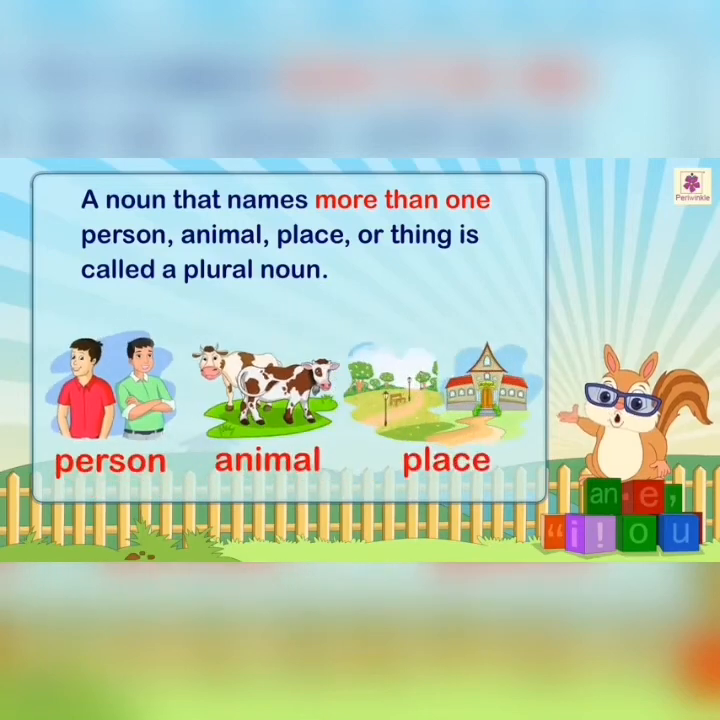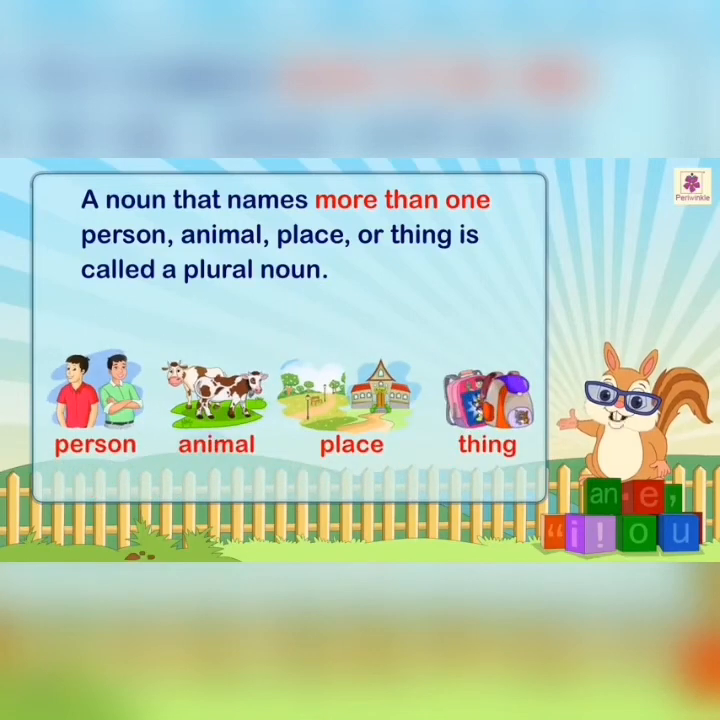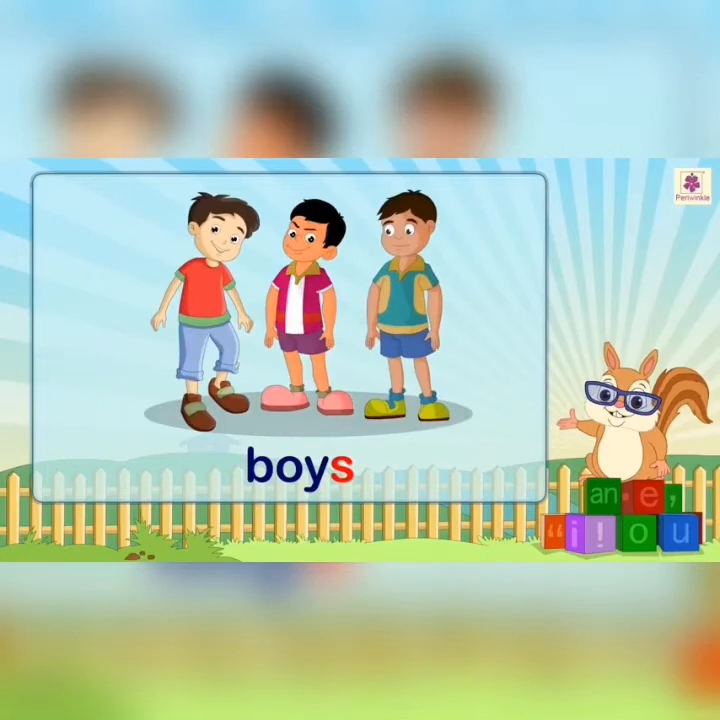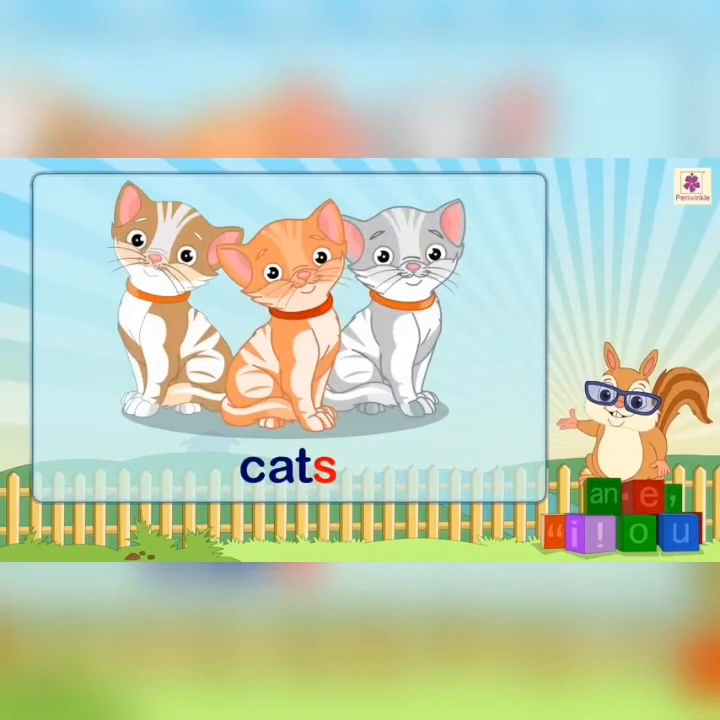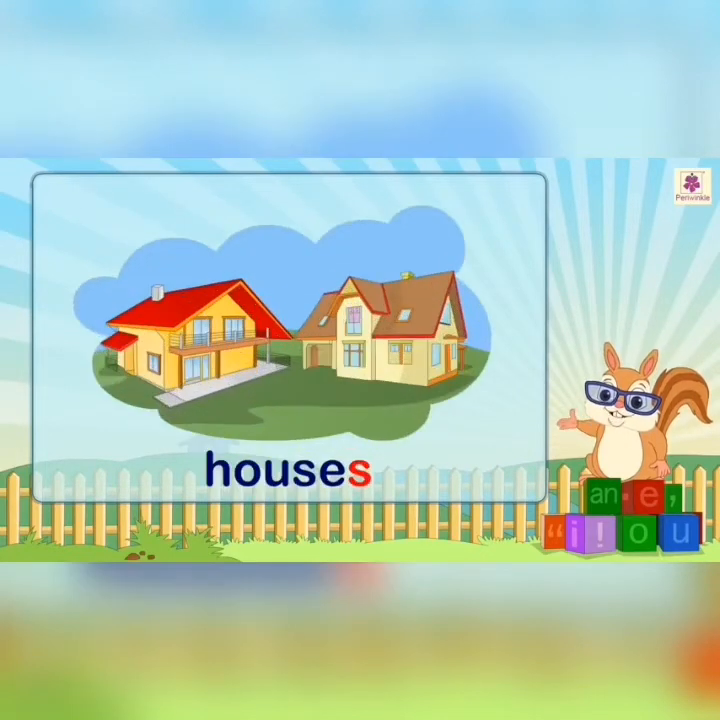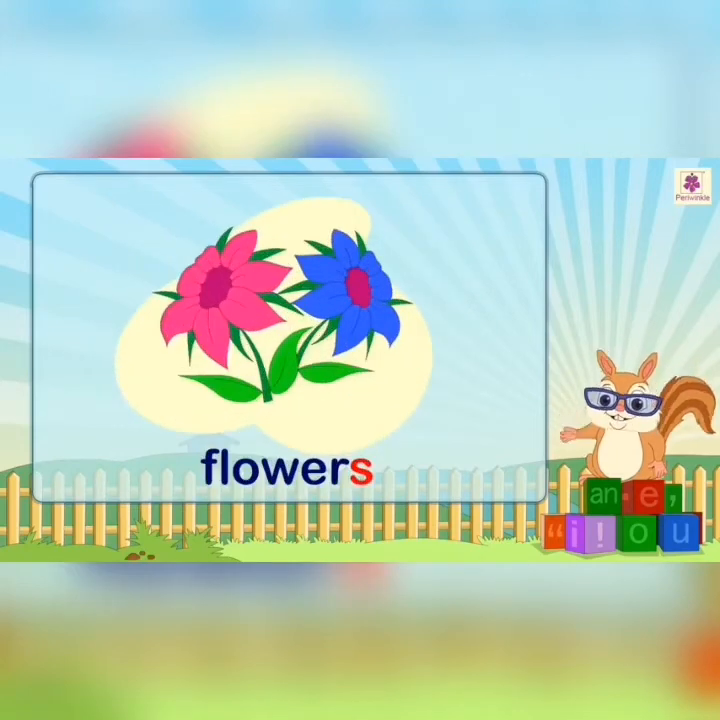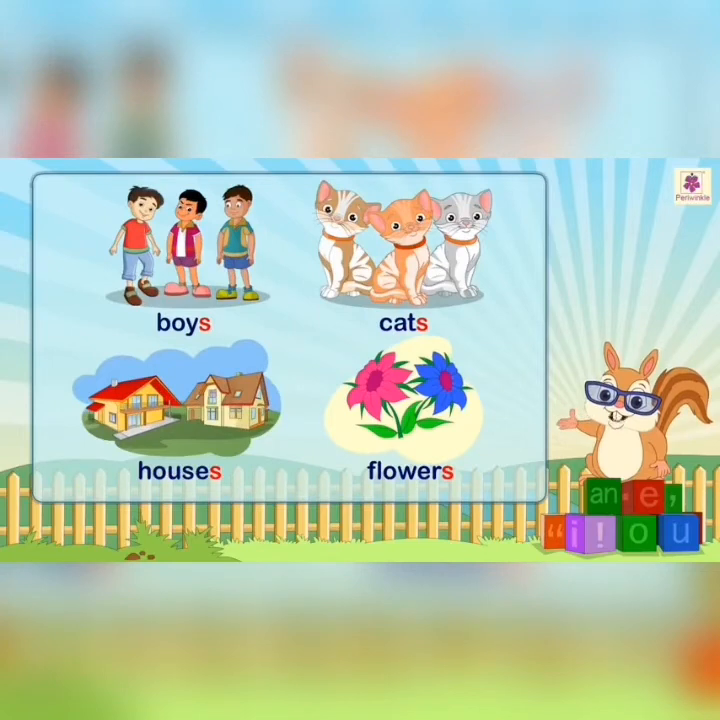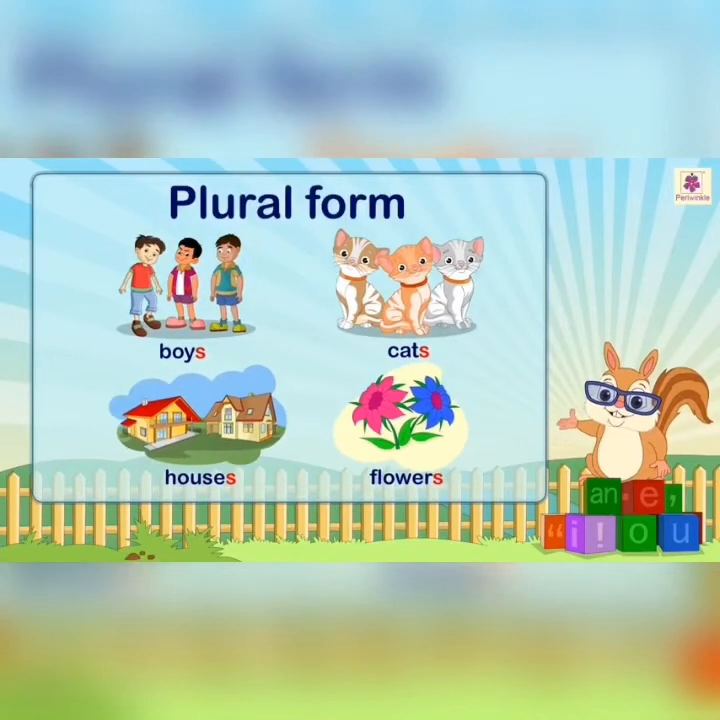Now, a noun that names more than one person, animal, place, or thing is called a plural noun. So we can find these in examples that we have on the screen: boys, cats, houses, flowers. Okay? So all of these are good examples of plural forms of nouns.